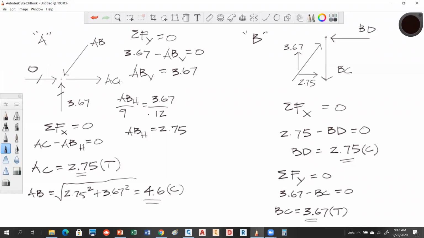Is there any way I can make that simpler? Not really. Okay, so let me ask you this. Now we have joint A and joint B resolved, right? So where do you think a good joint would be to go to next? Either joint D or joint C is what I'm looking at. So I'd say we either want to go to one of those two. What do you think would be the better of the two?